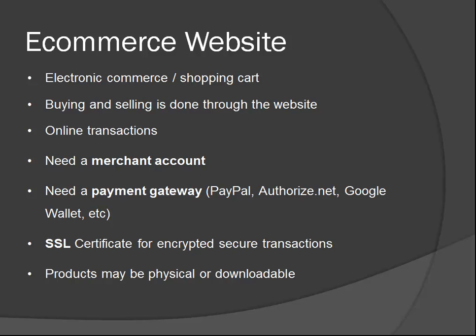Now, when you're making transactions on your website, I touched on this in the last section, you want to get an SSL certificate for encryption. When you go to an online store, you'll look up in the URL address bar, and it'll usually say HTTPS. That means there's an SSL certificate installed and everything's being encrypted. Products on e-commerce websites can be physical or downloadable. They can be something you buy that gets shipped to you, or maybe music or software that you can download.